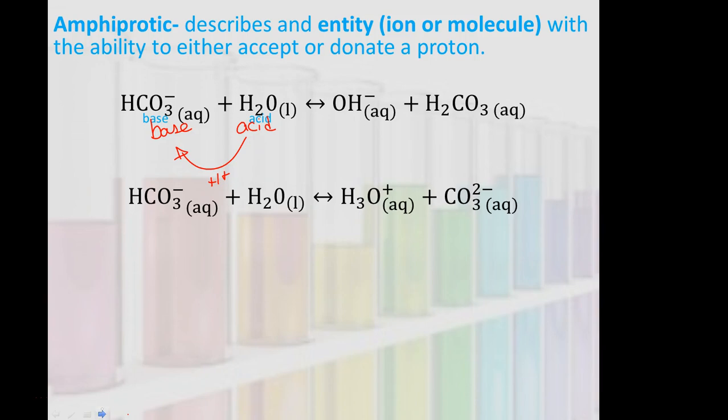The other thing that could happen with this hydrogen carbonate ion is, if I look at this reaction, I'm producing hydronium, which means that now the bicarbonate ion is the one donating its proton to water. So this is now acting as the acid, and water is the base. And so in this example, obviously, these guys are the amphiprotic substance.